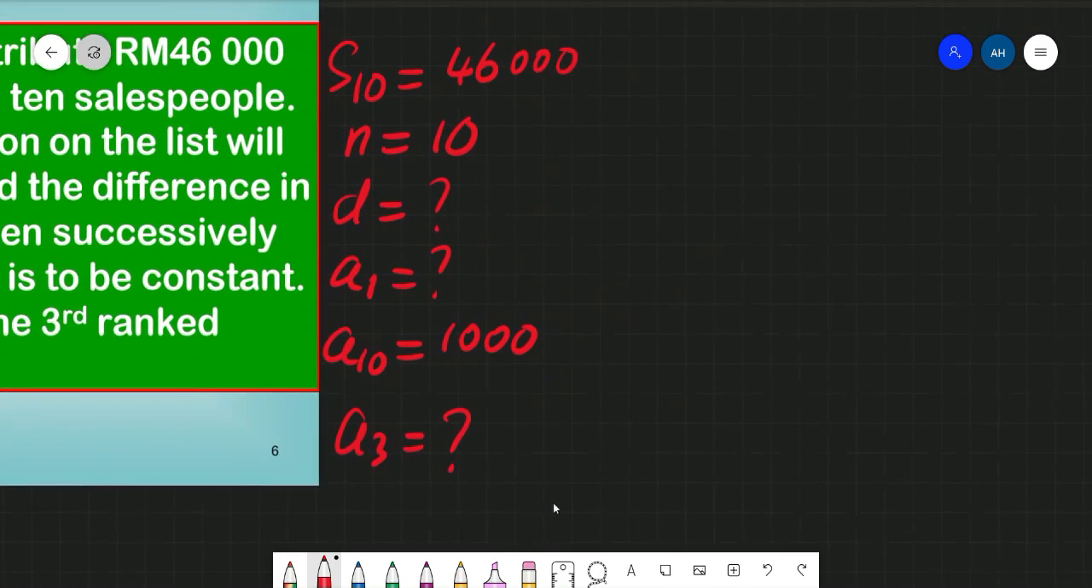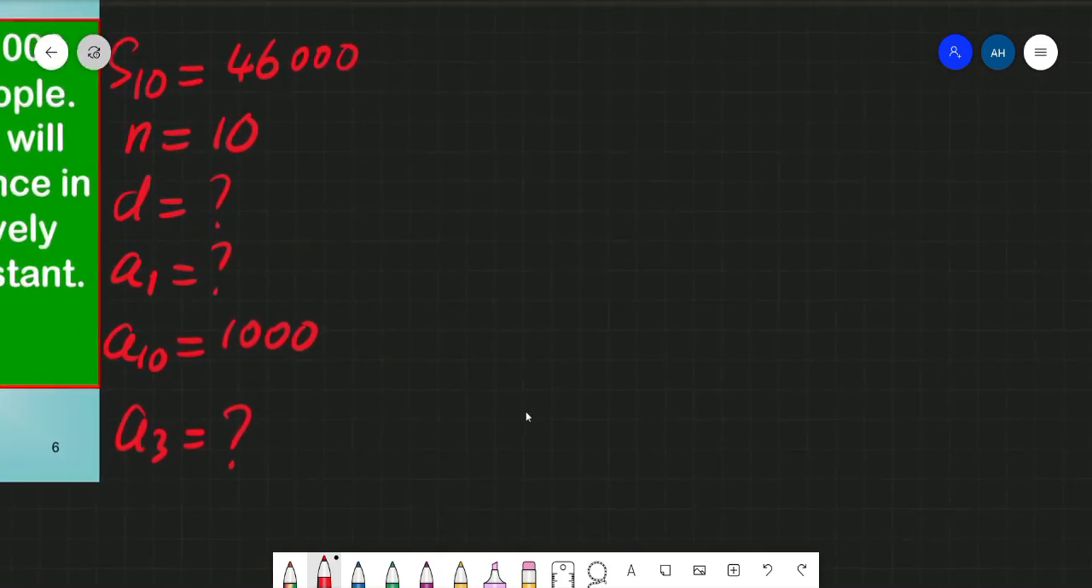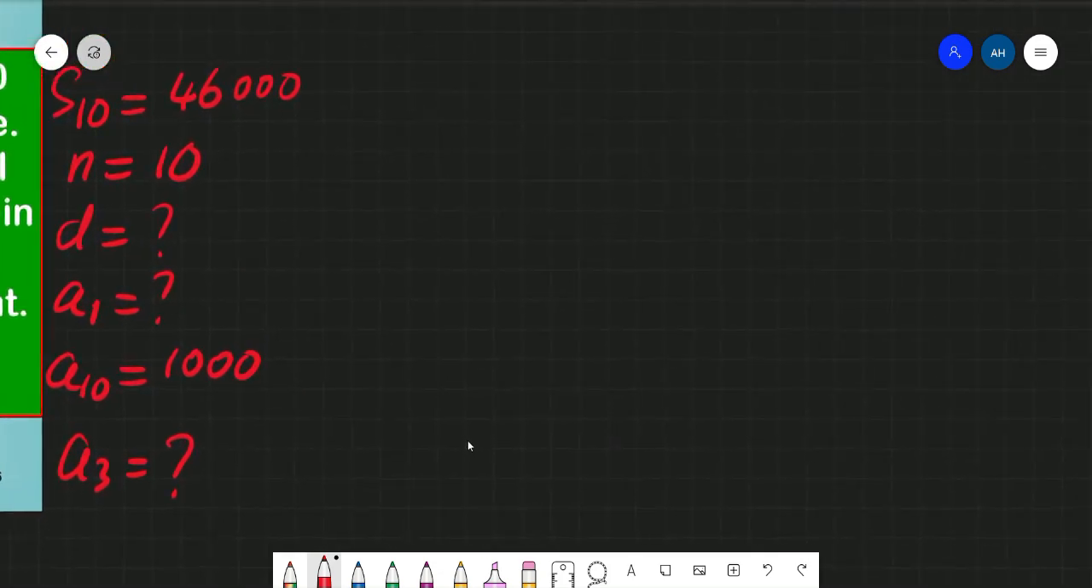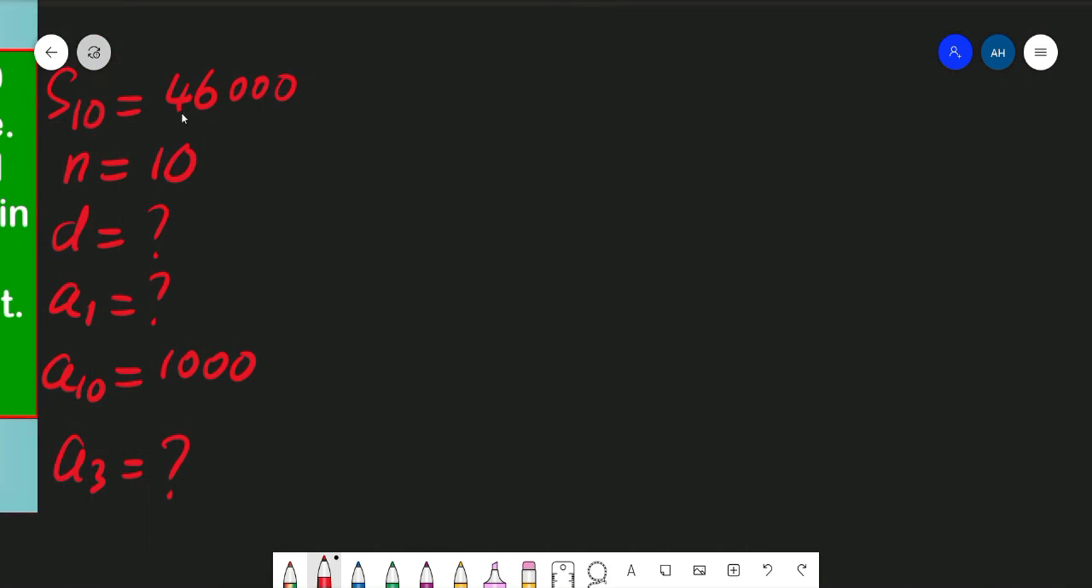These are the values that we have. Maybe we want to apply first the formula for Sn, because here S10 equal to 46,000 involves Sn. So maybe we can get something from that equation. Let's write it down first. Sn equal to n over 2, then we have 2 times a1 plus n minus 1 multiplied by d. We have S10 equal to 46,000.